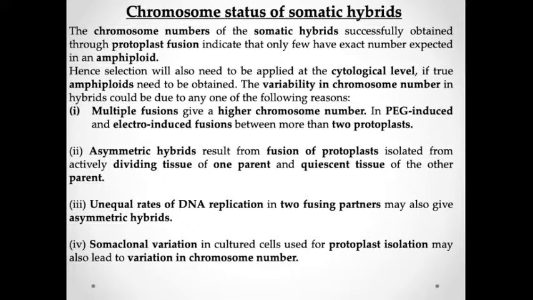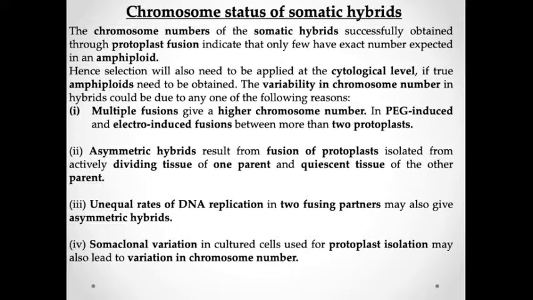So it has an exact number expected, and it's called amphidiploids, that is a diploid number of chromosomes, and hence selection will also need to be applied at a cytological level. If true amphidiploids are to be obtained, the variability in the chromosome number in hybrids is due to one of the following reasons: multiple fusions give a higher chromosome number, and in PEG-induced or electrofusion, fusions between more than two protoplasts are possible.